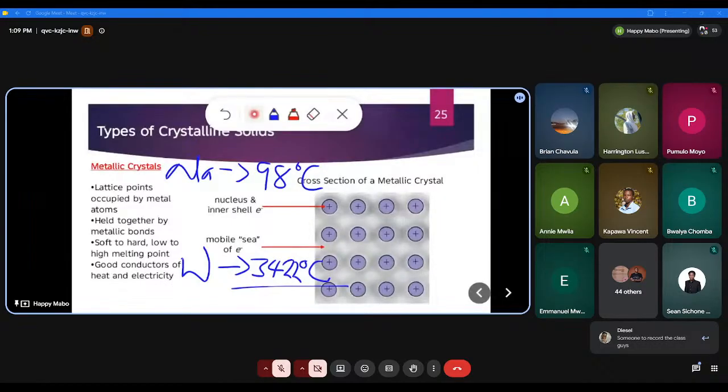And also, it has got everything to do with a concept that I introduced to you some time back, which is charge density.